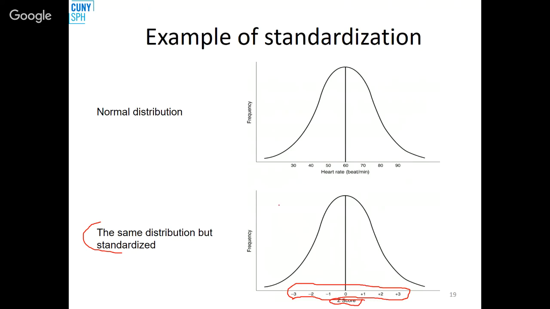So we've changed the scale from being one of heart rate to a scale of z-scores. No matter what the scale was beforehand, this is the scale of the standard normal distribution. But the distribution looks the same. A normal distribution is a normal distribution in terms of the shape.